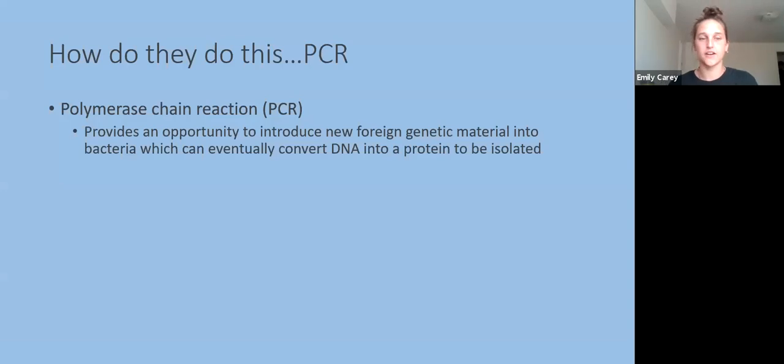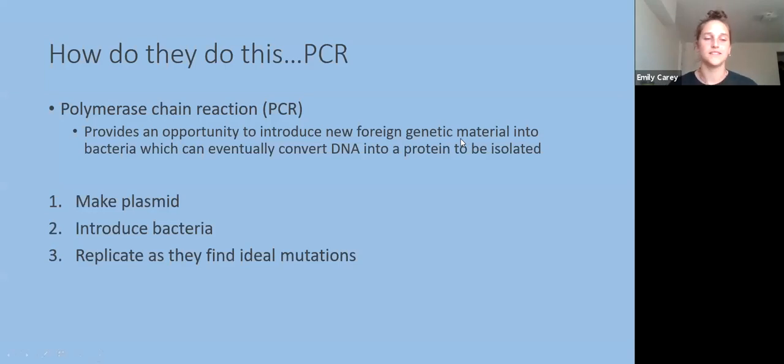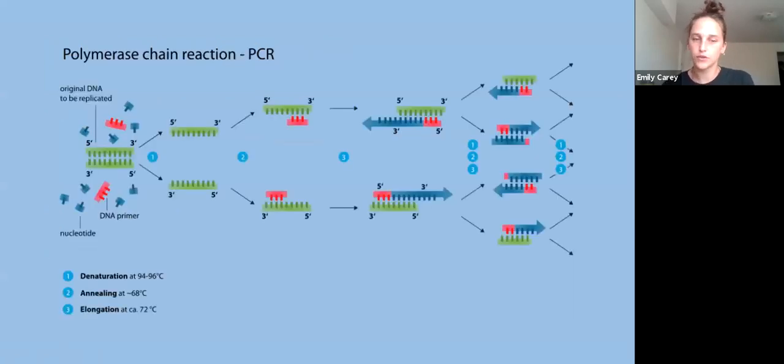So PCR, polymerase chain reactions, are a way to introduce foreign genetic material into bacteria that can eventually convert it to DNA, which will eventually convert it into protein that'll be isolated. So the simplified steps are to make the plasmid, introduce bacteria, and replicate as they find ideal mutations. So there's a specific approach that they use for this. So this is a simplified visual of PCR.